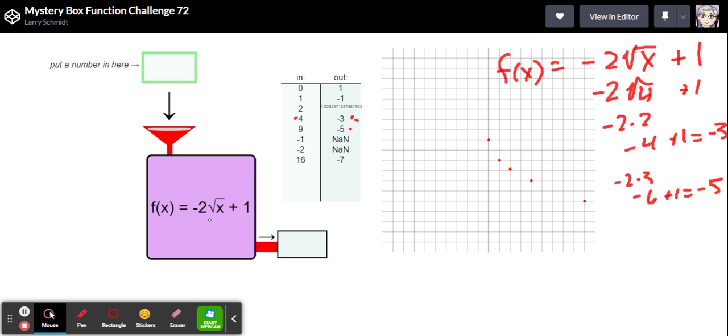Yeah, so that's a -2 times the square root of x, and then +1 to raise that function up 1 unit. And we can go ahead and graph that as well. Yeah, there's that beautiful tapering curve for the square root function, just flipped upside down, made a little steeper, and translated up 1 unit.